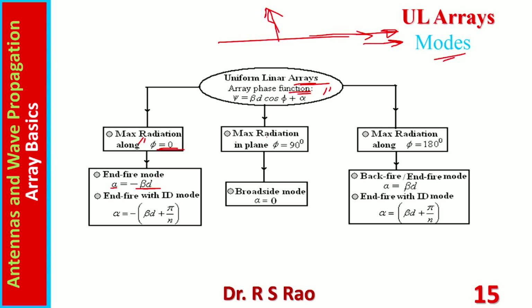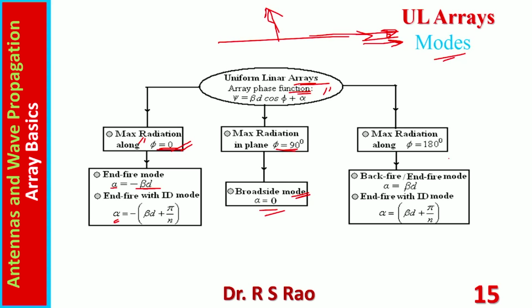Maximum radiation, as already mentioned, can be normal to the length of the array. The direction of radiation is indicated by phi equal to 90 degrees. The array is said to be in broadside mode. For such a mode, alpha is 0; phase progression is 0. As already mentioned, end fire with increased directivity mode is also there. For this mode also, the direction of maximum radiation is along the length of the array, that is phi equal to 0. For this mode to come into being, phase progression needs to be minus beta d plus pi by n.